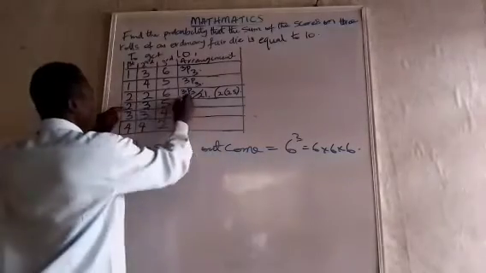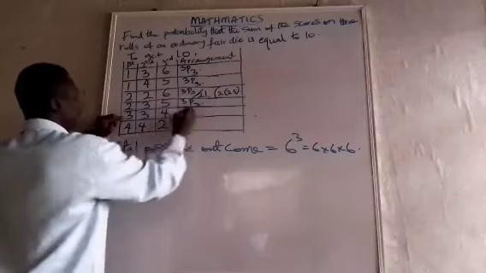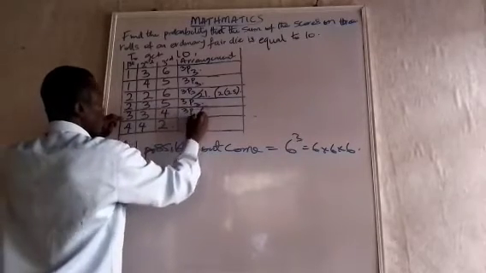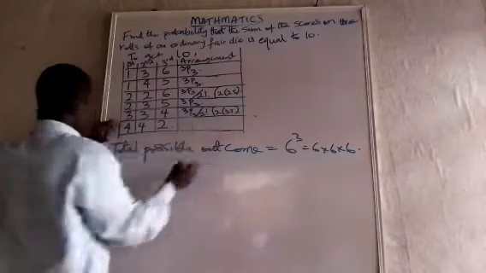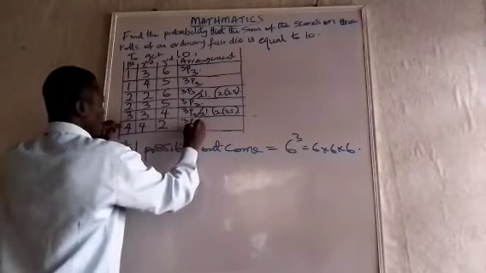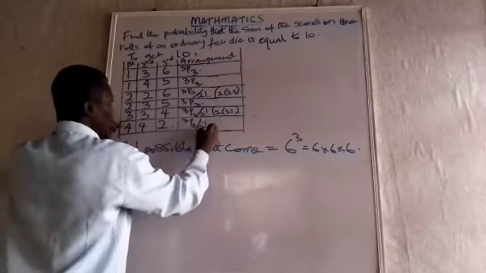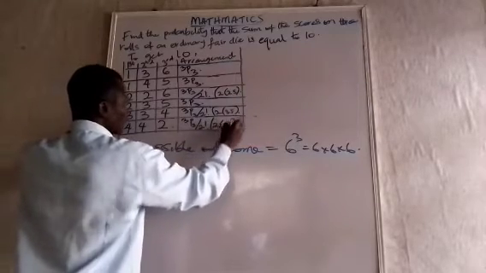Here we also have 3P3. Here we have 3P3 over 2 factorial. And why? We have 2 3's. Here also we have 3P3 over 2 factorial. Why? We have 2 4's.